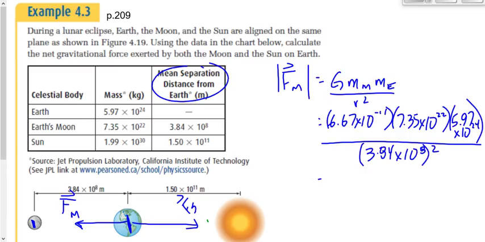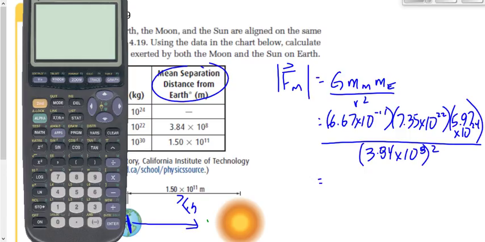Okay, let's get that number here. Let's get the bottom number first. 3.84 times 10 to the 8. Let's square that. Okay, there's my bottom number. Now let's get the top number. 6.67 times 10 to the negative 11 times 7.35 times 10 to the 22. Look, the moon is 100 times lighter than the Earth. Like 100 times. 10 to the 22 versus 10 to the 24.